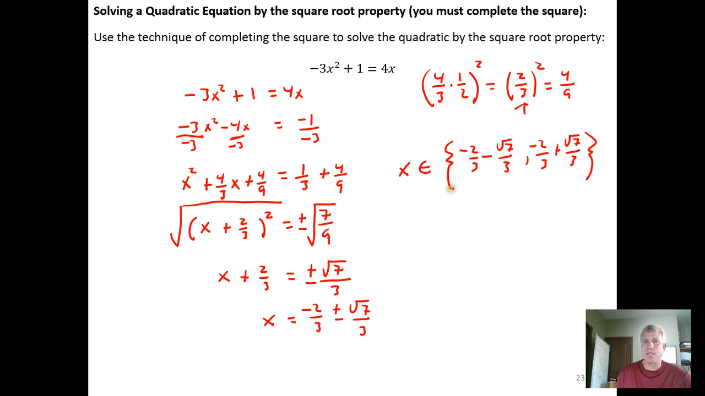And you could write this even a little bit more compactly if you wanted to. You could recognize that the denominators are the same. We could actually write this as negative 2 minus the square root of 7 over the common denominator of 3, comma, negative 2 plus the square root of 7 all over the common denominator of 3 would be another way that we could write this.